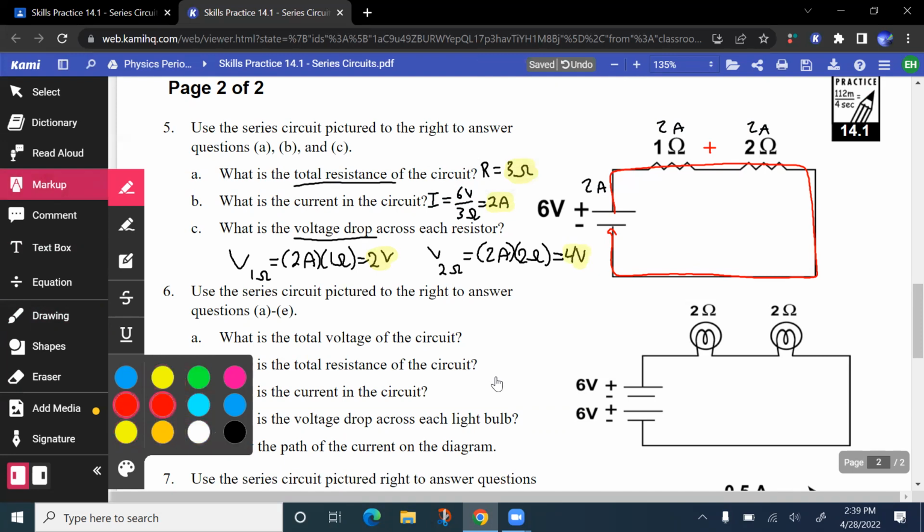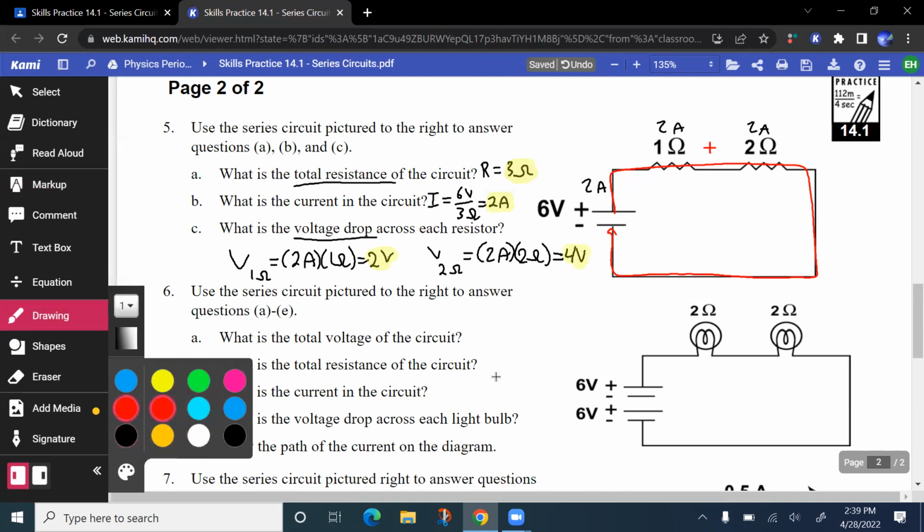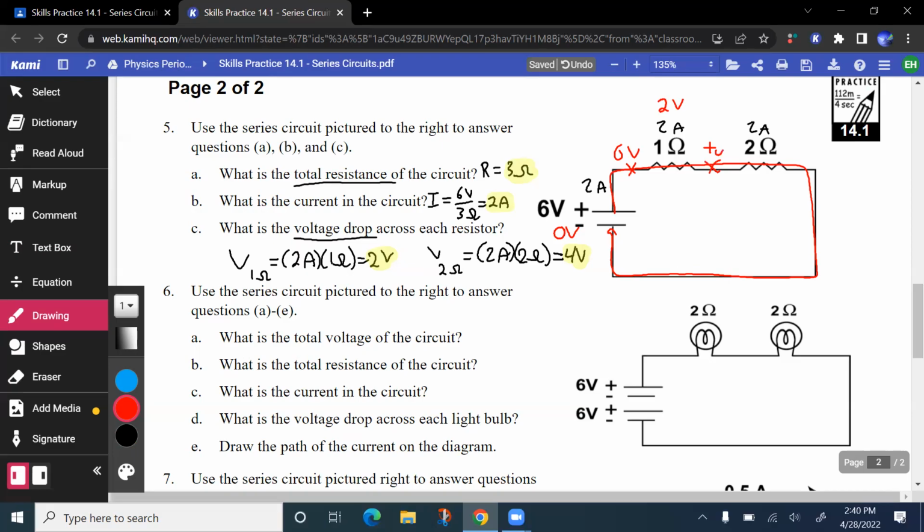Okay, again, if we take the time to look at the voltage drop in various spots, we start with 6 volts on the positive side and 0 volts on the negative side of the battery. That means we have 6 volts going into the first resistor, but we have just dropped 2 volts here. So now we're down to 4 volts in between the resistors. We drop a total of 4 volts across the bigger resistor. Therefore, we're down to 0 volts on the other side.